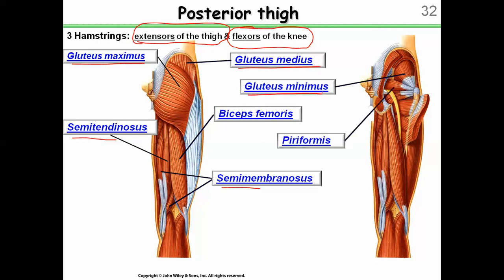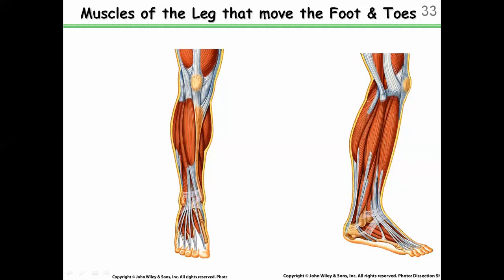In this region, there are many other muscles, including the piriformis, because it is pear-shaped. And there are a number of other muscles in this region we are not going to cover. In the next video, we will cover the muscles below the knee.